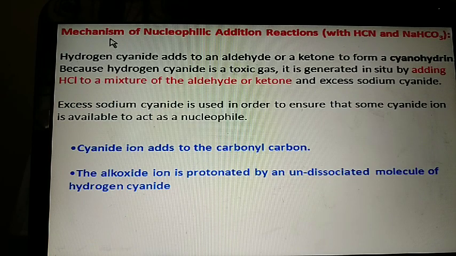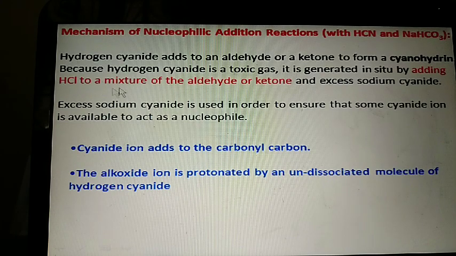So next, the mechanism of nucleophilic addition reaction with HCN and NaHCO3. So this HCN means H plus CN minus, Na plus HCO3 minus. This CN will behave as a nucleophile and HCO3 will behave as a nucleophile because those contain a negative charge, or they carry an extra lone pair of electrons giving a negative charge. Hydrogen cyanide and aldehyde or ketone form a cyanohydrin. Cyanohydrin means the molecule which contains both hydroxy functional groups as well as cyano functional groups.